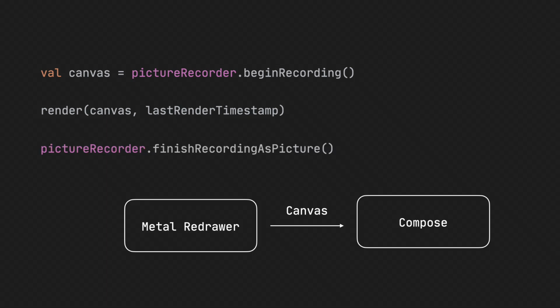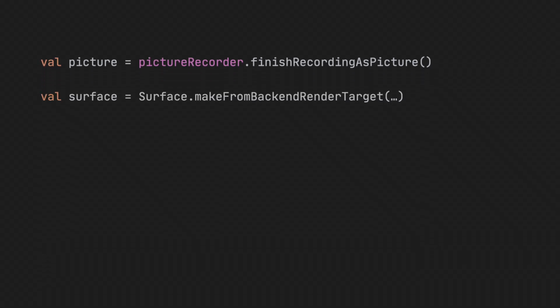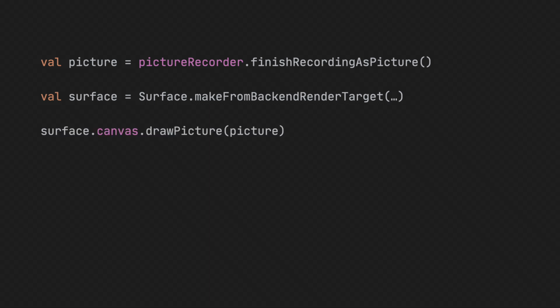So then you finish recording. So right now you haven't executed any draw commands, you've just recorded all of them. What you get back from this draw command is a picture that you're providing to the surface, to a Skia surface. So you take this picture and then you construct the surface in Skia, and then you use the canvas to draw the picture. This is where the actual drawing is happening. Whenever there's a redraw that's needed, this is what gets executed. So this is what's happening underneath the hood in that metal view. This is what the purpose of that is.